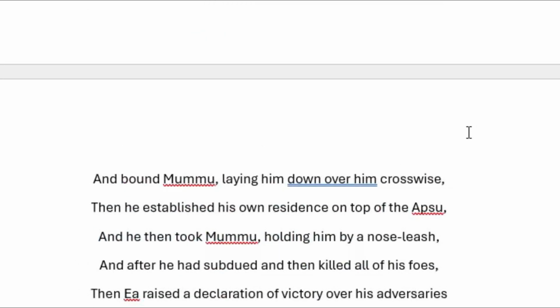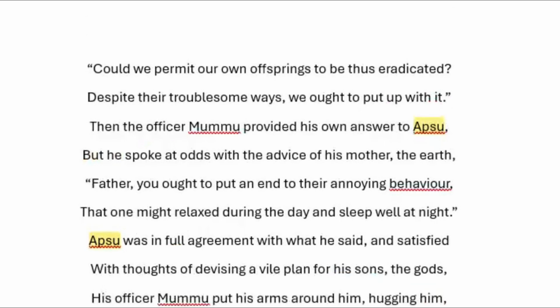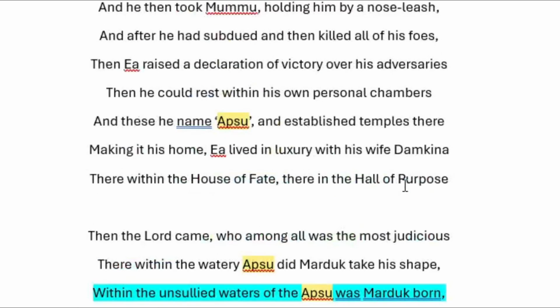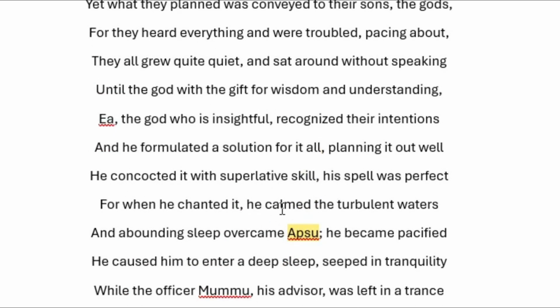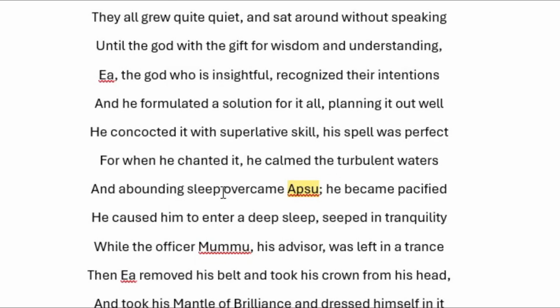Now, actually up here, let me go look and see Apsu. Apsu is the creator god, remember? Right here. For when he chanted it, he calmed the turbulent waters. Okay, so we've got something going on here that Apsu, for abounding sleep, overcame Apsu. This is the creator god. Bounding sleep overcame Apsu, and he became pacified. This is the higher awareness, and caused him to enter a deep sleep, steeped in tranquility, while his officer Mumu, the advisor, was left in a trance.